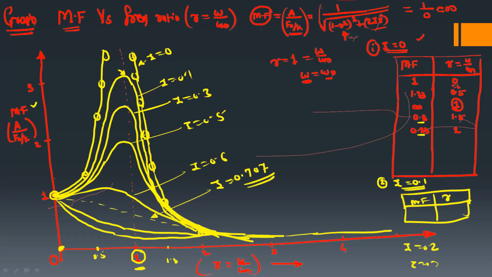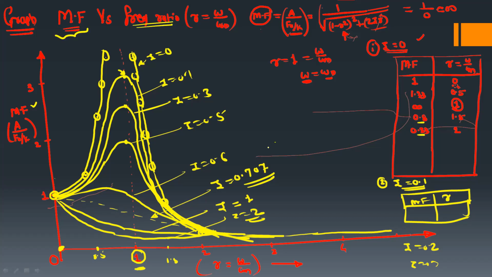Okay, so here everywhere you can observe this peak value. But at zeta 0.707, we cannot observe the maximum value, and after 0.707 you can observe this graph. Okay, so these values are overdamped values. Zeta 1, this is zeta 2. So this is the graph of magnification factor versus frequency ratio.